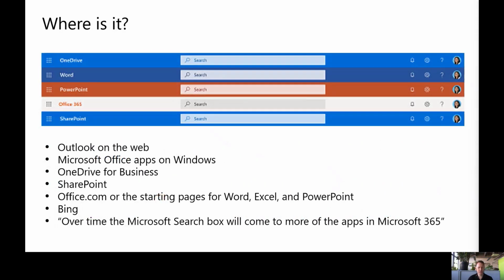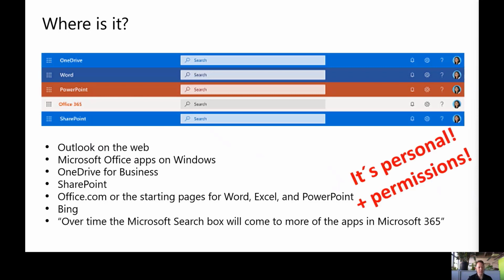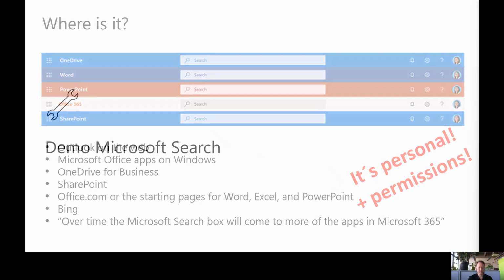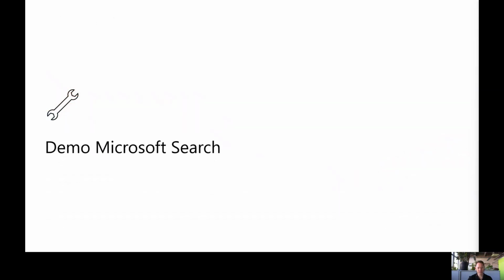So where is Microsoft Search? You can use it in Outlook on the web. I've added some menu bars on this slide just to give you a quick overview. You can use it, of course, in Word, PowerPoint, Outlook, OneDrive, and in Bing, and it will come to more applications sooner or later. We will have a roadmap at the end where we see a little more about that. The important part again: Microsoft Search is personal and it takes care of your permissions. So let's see how Microsoft Search works.